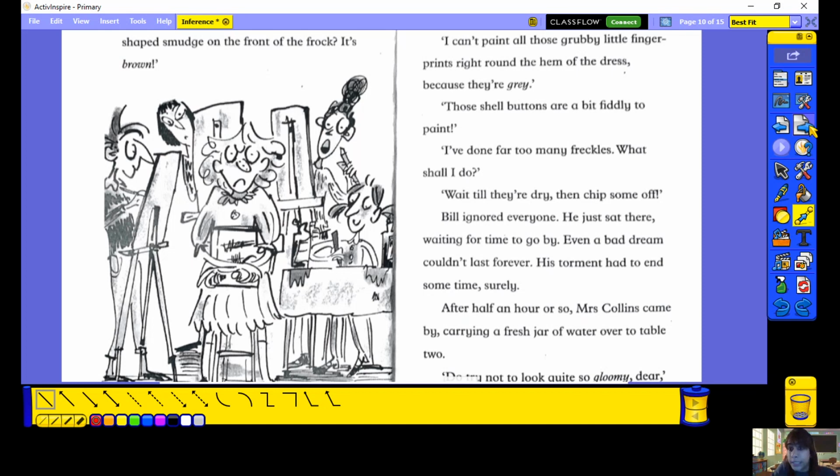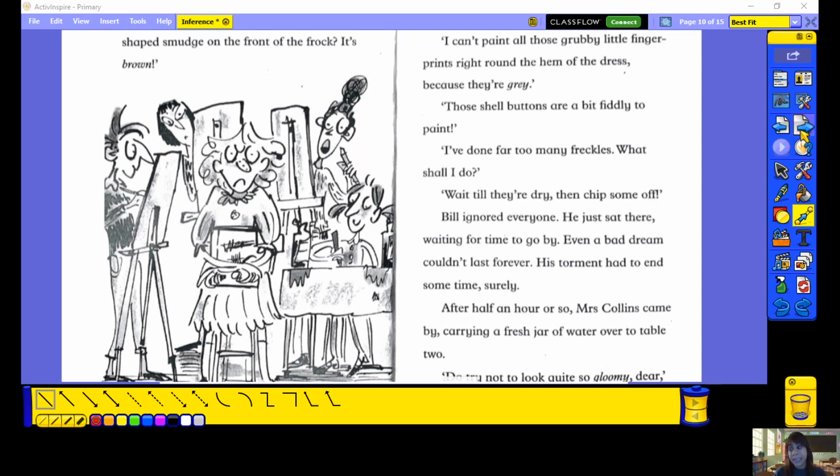Bill ignored everyone. He just sat there waiting for time to go by. Even a bad dream couldn't last forever. His torment, remember his suffering, had to end sometime, surely. After an hour or so, Mrs. Collins came by carrying a fresh jar of water over to table 2. Do try not to look quite so gloomy, dear.